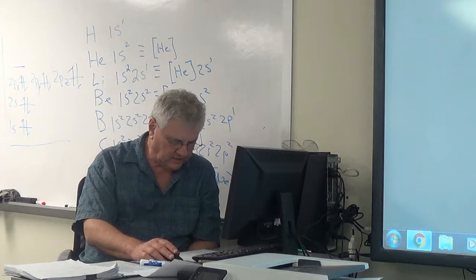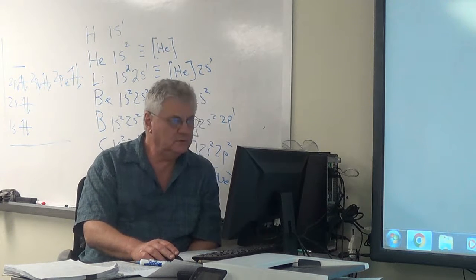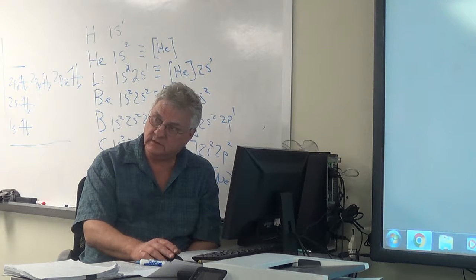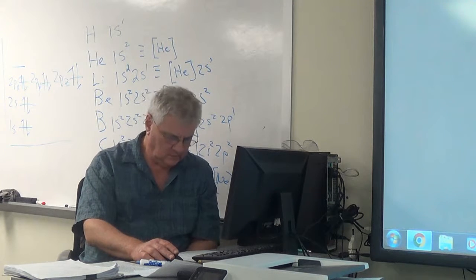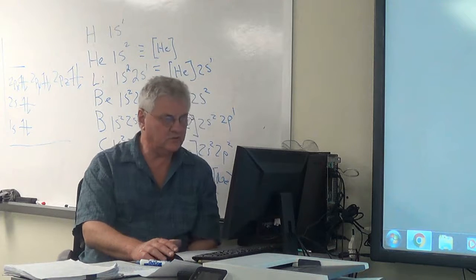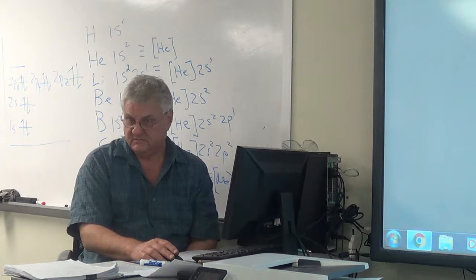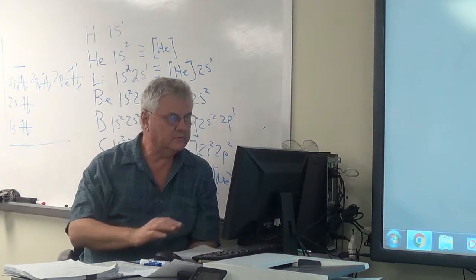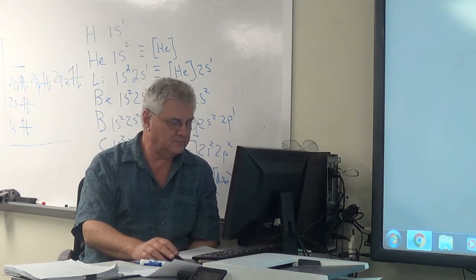People that are good at electron configurations can use the periodic table to figure out electron configurations, but in this course I'm going to keep it easy. I'm either going to let you use a sheet like this or whatever. Try to keep it simple.